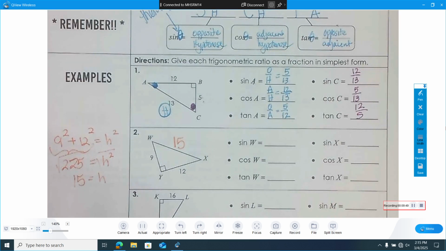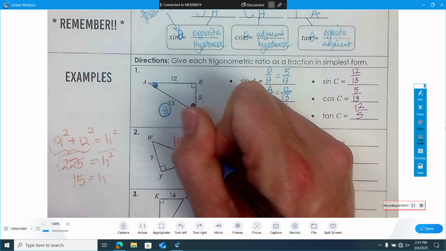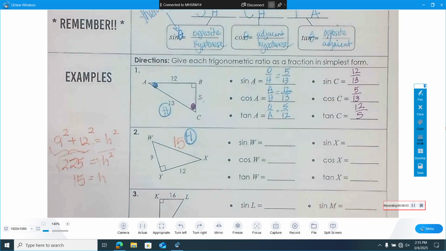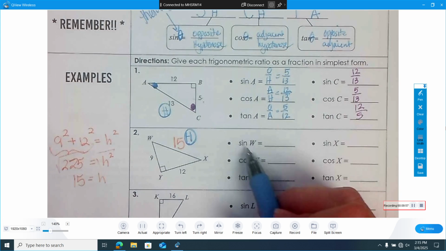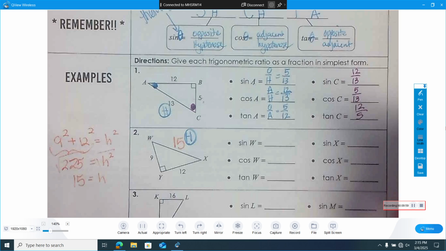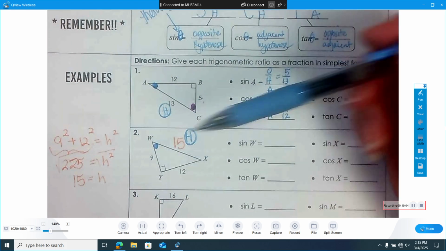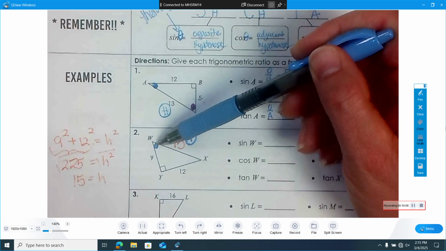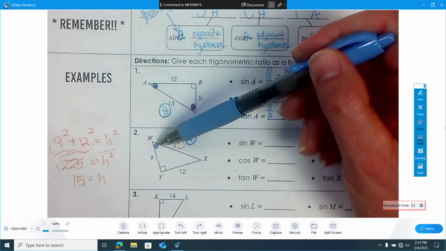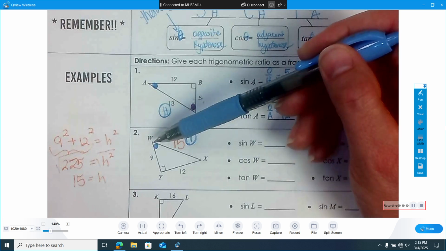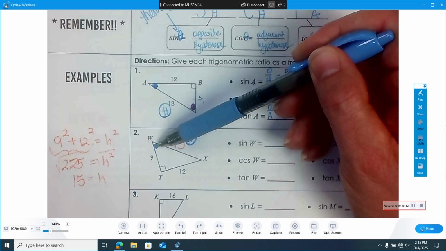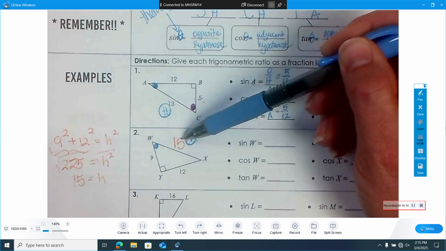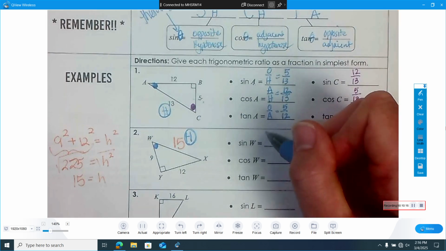Once again, this is our hypotenuse, so we know the hypotenuse, but everything else changes. Let's see. Sine according to angle W, so I'm looking from up here. What's the sine ratio? O over H, opposite over hypotenuse. What's the opposite side? 12 over hypotenuse, so 12 over 15.